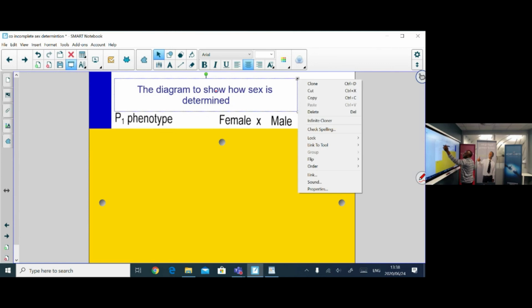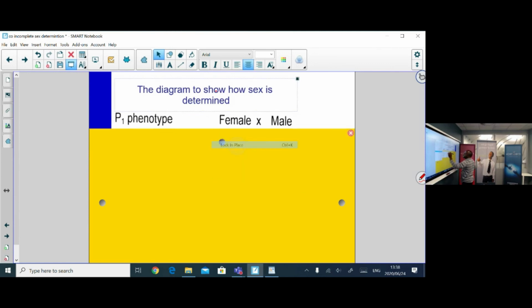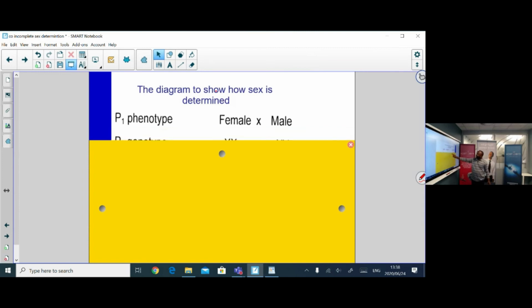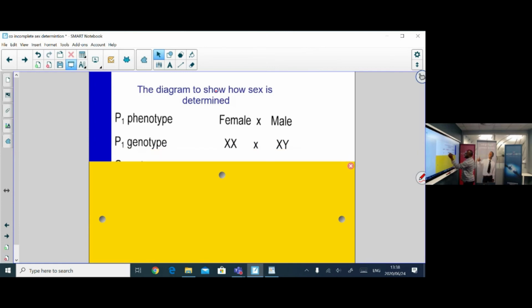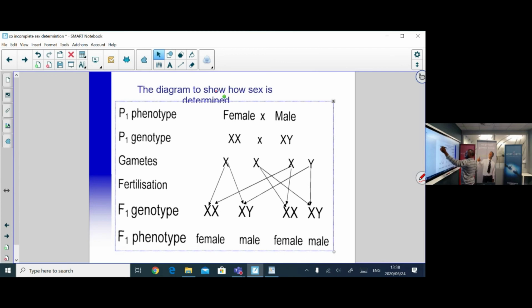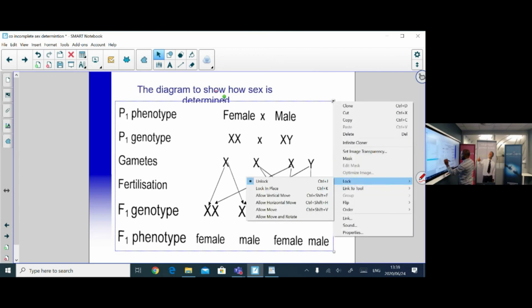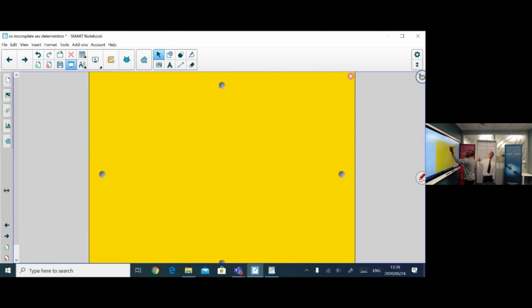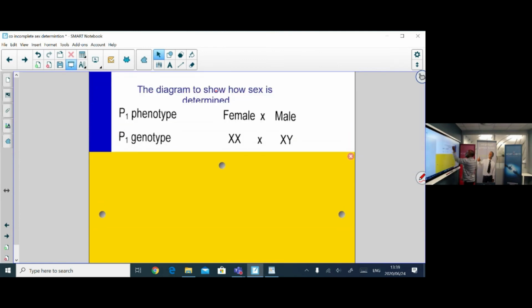Sex determination. I'm just explaining what I've just showed you in the diagram. Phenotype: a female and a male. A female is always XX, like I've said, and a male is always X and Y. Are we following? Always XX, always XY.